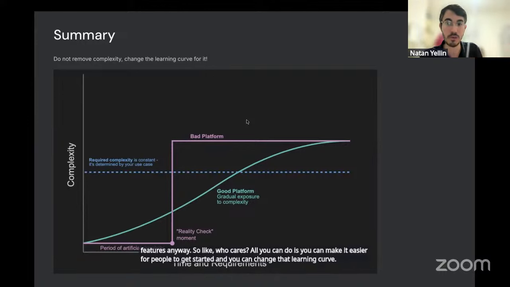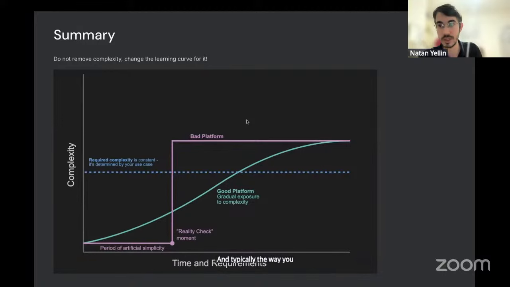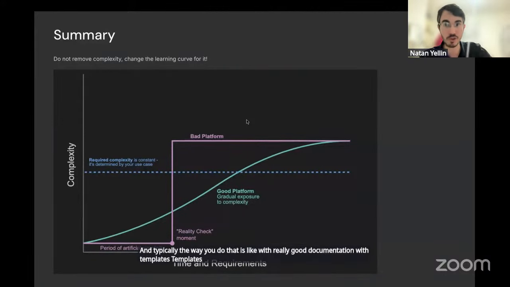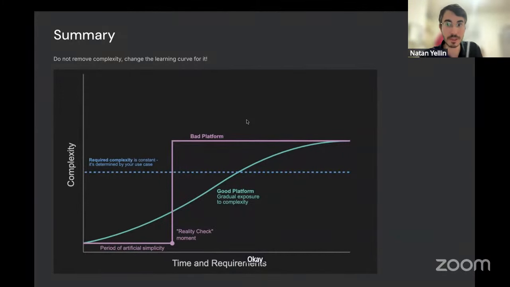And typically the way you do that is with really good documentation, with templates. Templates are fantastic, right? With setting really strong defaults. Maybe your platform is a Helm chart where you plug in some standard values and you set all this stuff up for the company. But they just plug in one value there and that works on day one. Okay, that's great. You set a whole bunch of defaults, people can get up and running faster. You haven't abstracted it away.